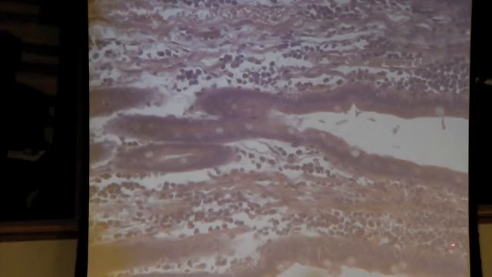You'll notice there's lots of these granular cells throughout this tissue. These are not fibroblasts. These are lymphocytes. There are some plasma cells in there. There are some monocytes in there, some eosinophils. Okay? If you look carefully, you can actually start to make some of them out.